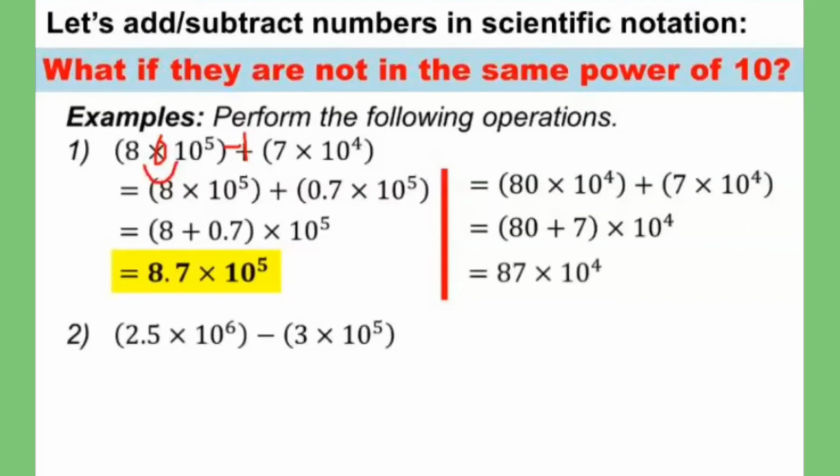And we have 80 plus 7 is 87. We just copy 10 raised to the power of 4. However, this is not yet in scientific notation form. We just move the decimal point 1 unit to the left.